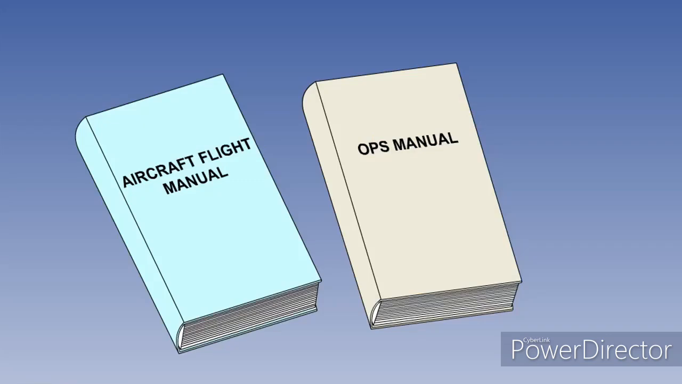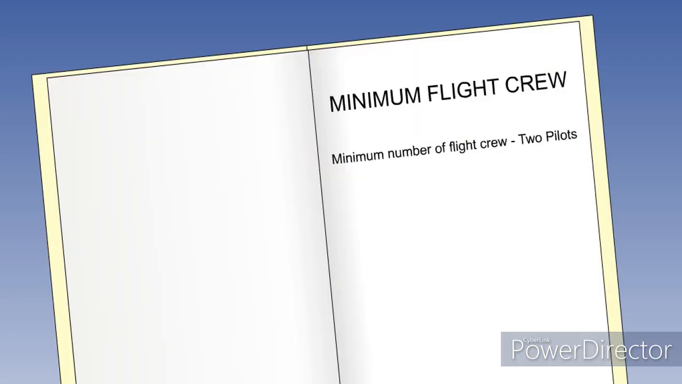In this lesson, we will be learning about the EU OPS regulations concerning composition, qualifications, limitations and training for flight crew involved in commercial flying operations. The detailed information is contained in two major documents: the Aeroplane Flight Manual, AFM, and the Operations Manual. The minimum number of flight crew required for the aeroplane type used by an operator is specified in the AFM. If additional crew members are required, this will be specified in the Operations Manual.